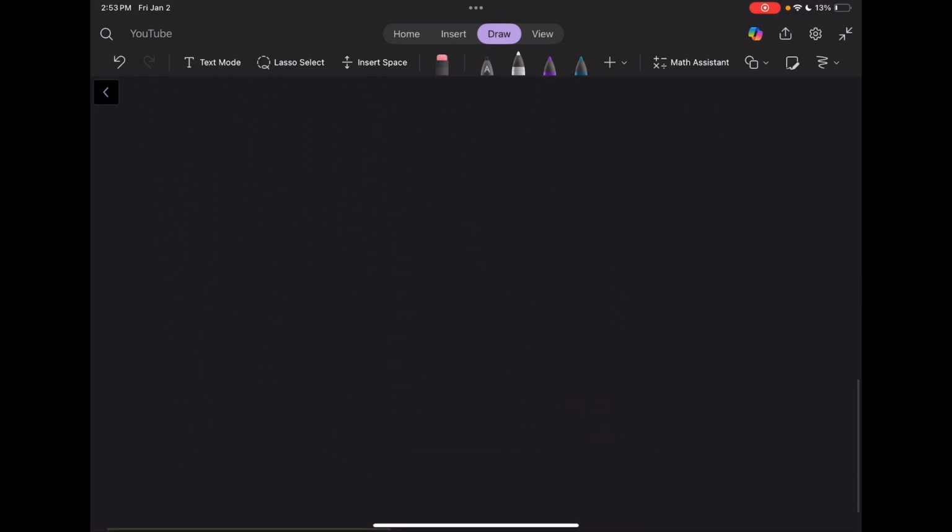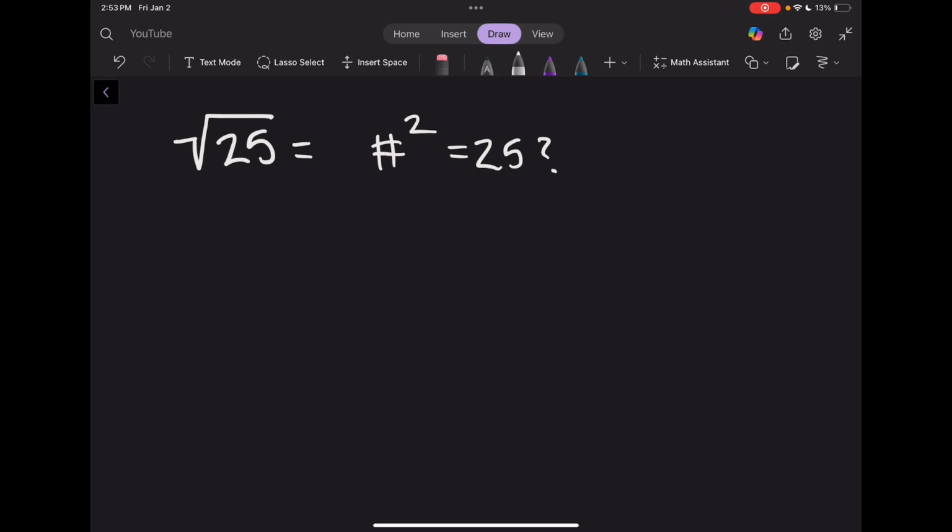All right, let's do another practice problem. Let's do the square root of 25. So what number to the second power is going to give me 25? That would be 5. So the square root of 25 is 5.